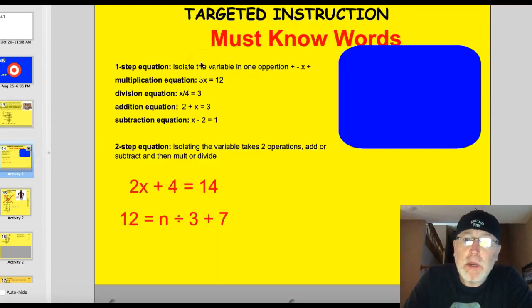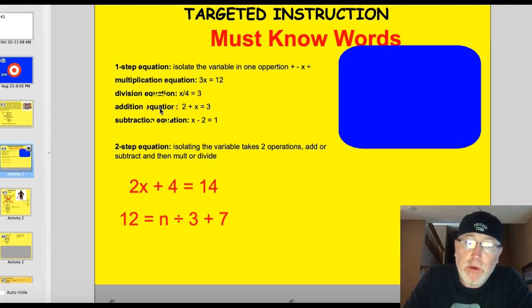All right, some must-know words. First of all, one-step equation, that's what we've been doing. These are where you isolate the variable in one operation, like c plus 10, c minus 10, 10c, etc. So these are examples of multiplication equations: 3x equals 12. Here's the division equation: x divided by 4 equals 3.